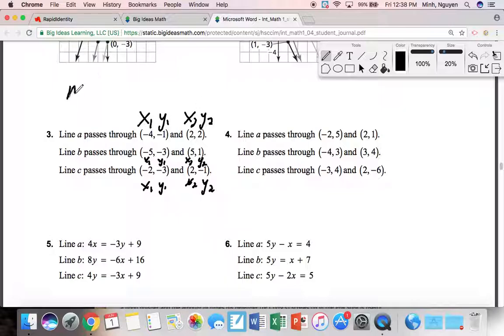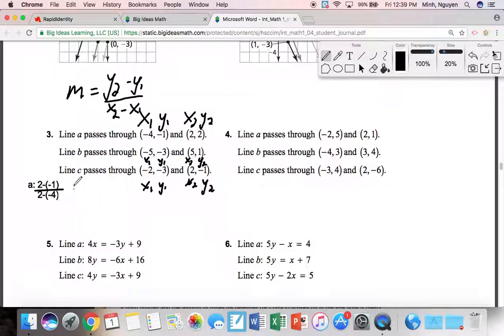Again, the formula for M is y2 minus y1 over x2 minus x1, and trust me when I say by the end of this chapter, you should have this memorized. So for instance, what do we got here? Let's do A first. So I have 2 minus negative 1, so y2 minus y1 divided by x2 minus x1. Let me make this line so you see it's like a fraction.